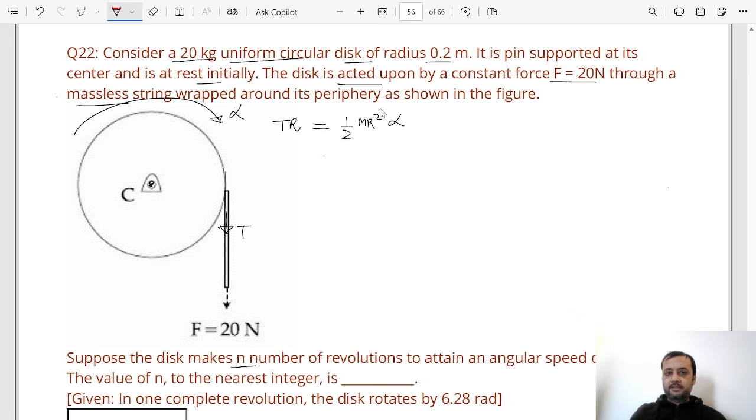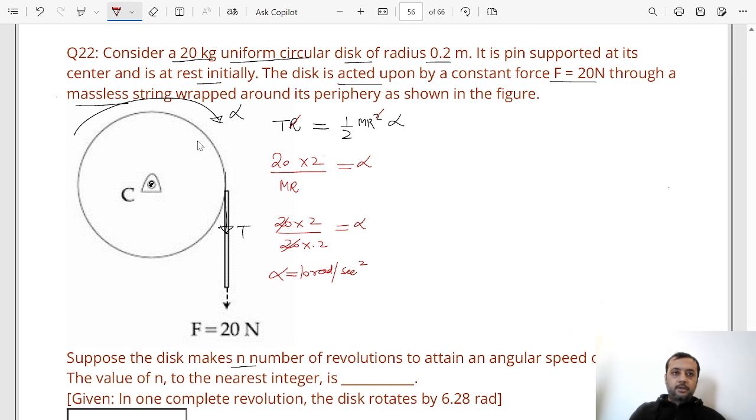or the clockwise direction. So this tension will be equal to 20 Newton, because the force with which you will pull this string will be equal to the force with which the string will pull you. So tension in this string will be 20 Newton. So 20, and this 2 you can bring on this side upon mr. That will be equal to alpha. Mass is 20 and radius is 0.2. So alpha becomes 10 radian per second square.